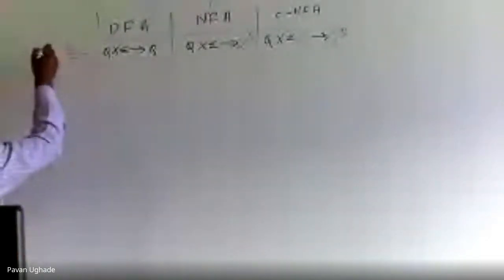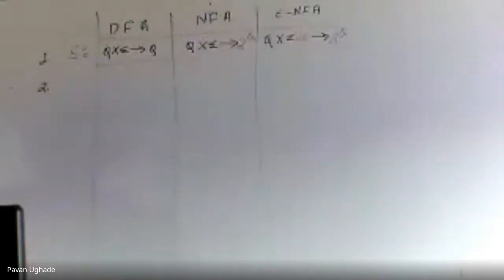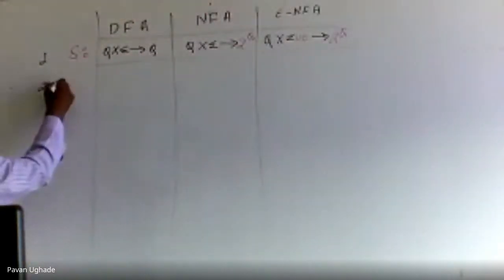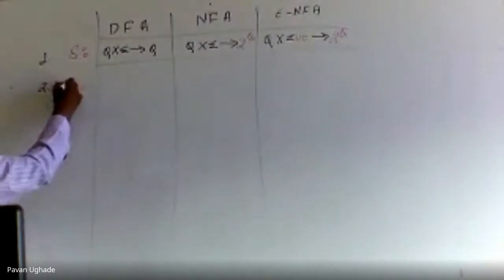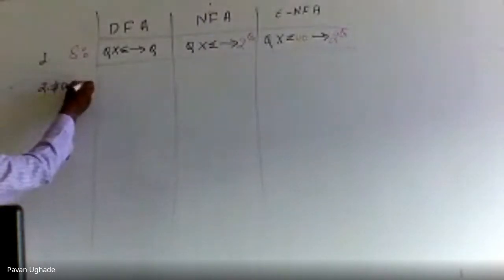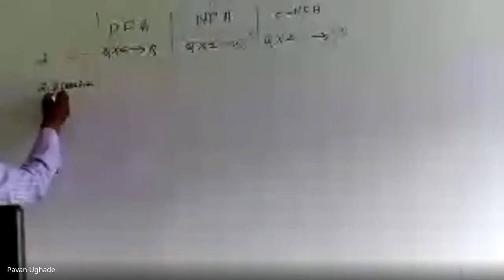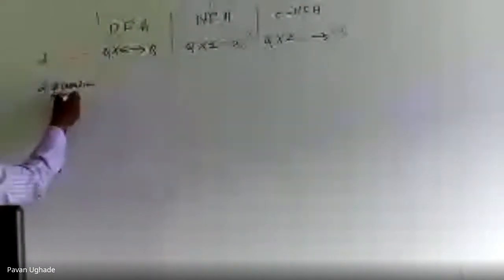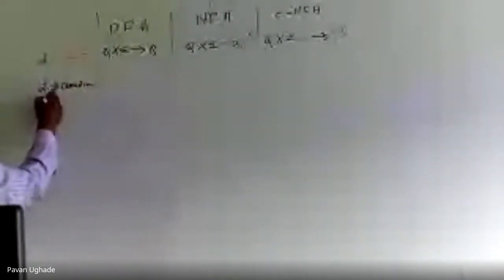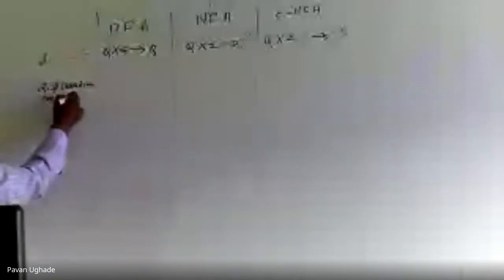Okay, now let's make another point. The second point we will be discussing is the number of transitions from one alphabet, or over one alphabet.